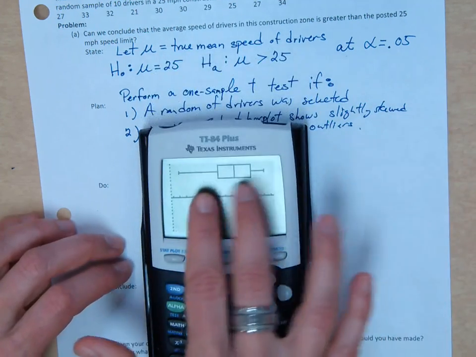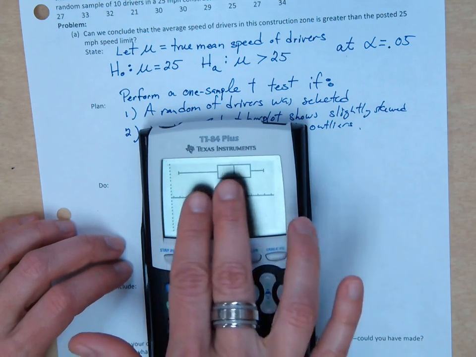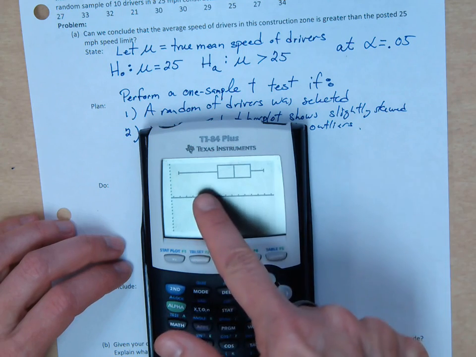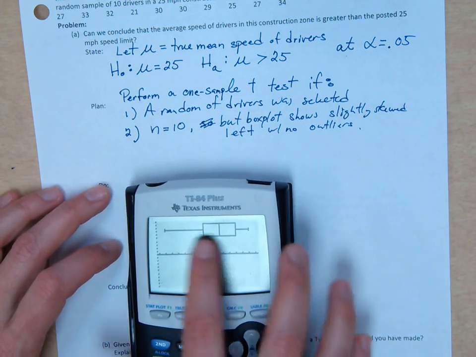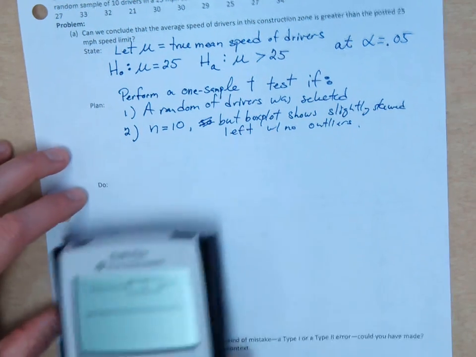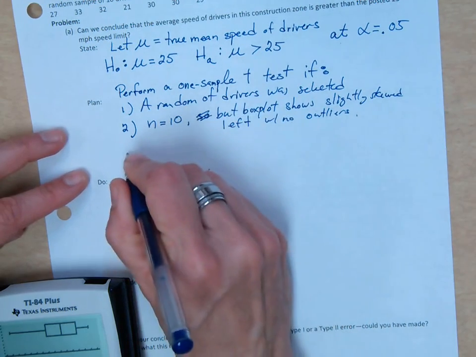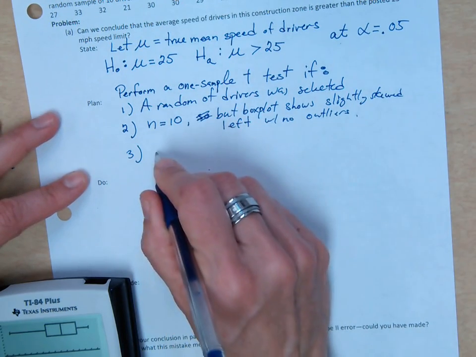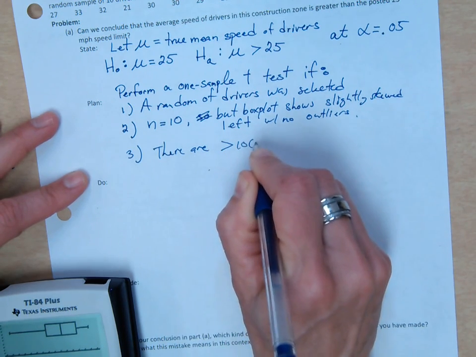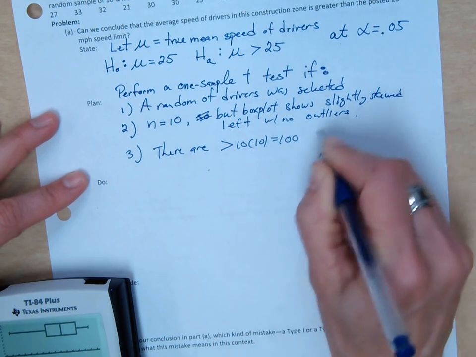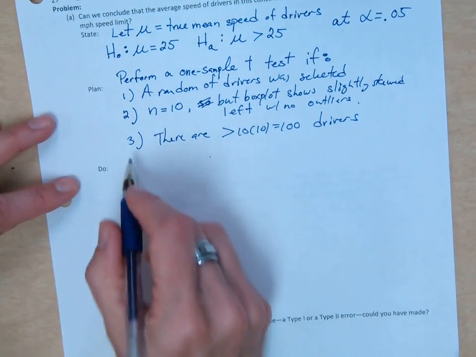The side that's sort of stretched out is where it's skewed. The more extreme values are to the left, so it's slightly skewed left. And I don't see any outliers, so we don't even have to do the computation. So we're okay to use this test, and it's independent because there are greater than 100 drivers. So we've shown all of our conditions.